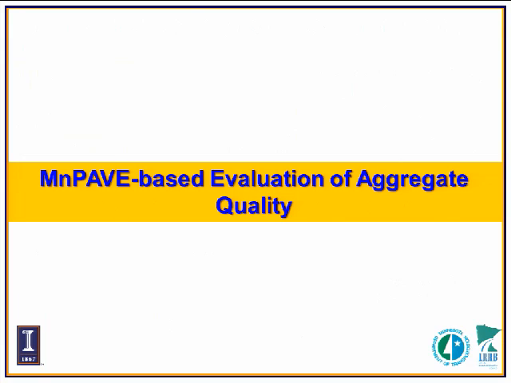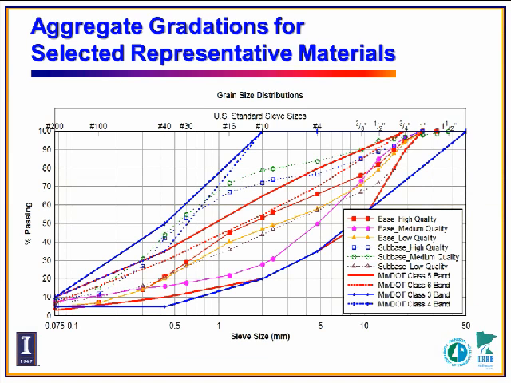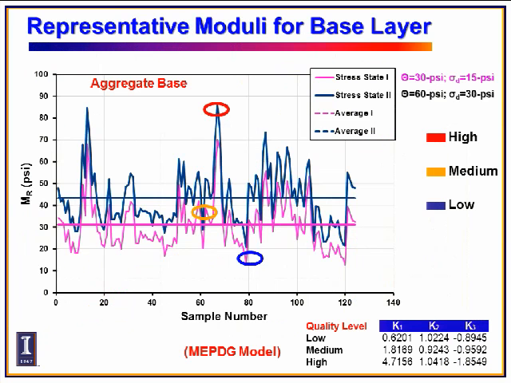After that, I will talk about some mechanistic empirical pavement evaluation results about aggregate quality. We selected three different quality levels for base and subbase materials, identified as high quality, medium, and low quality. Here is the gradation of those representative samples we selected from this database.